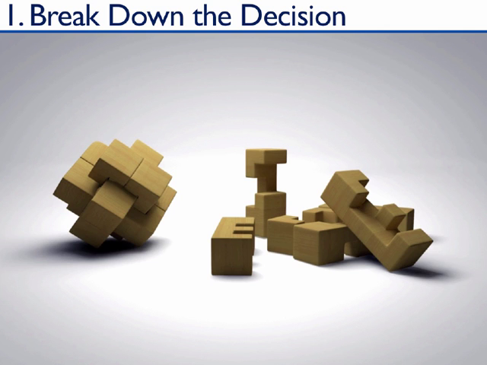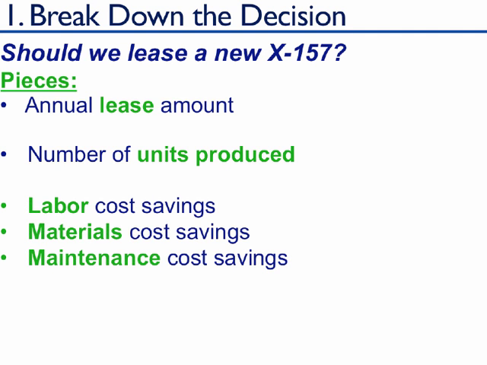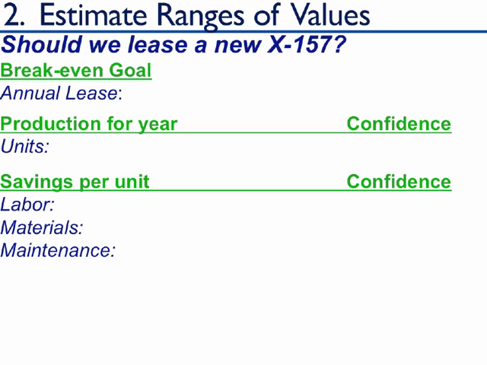We can break our lease decision down like this. There's the annual lease amount, the number of gizmos we expect to produce and sell for the year, and the cost savings from labor, material, and savings. That was simple enough. We've broken the problem down into smaller pieces, which completes step number 1 to a better decision. Now, step 2. Estimate ranges of values for each variable.